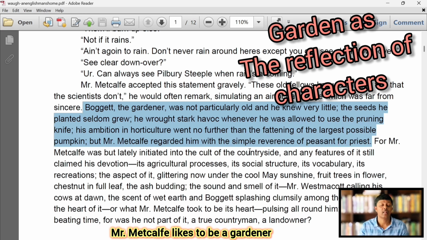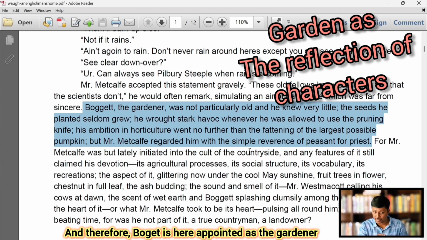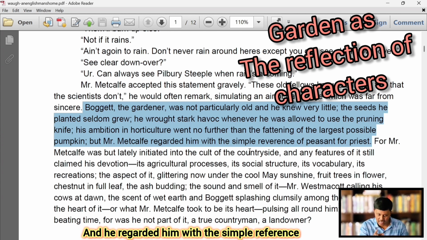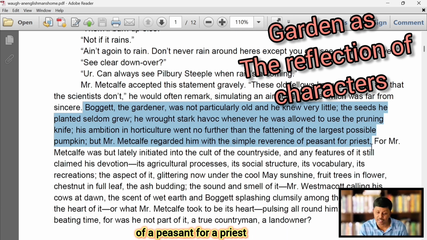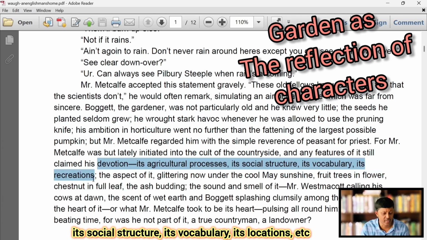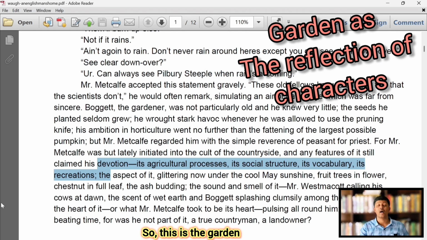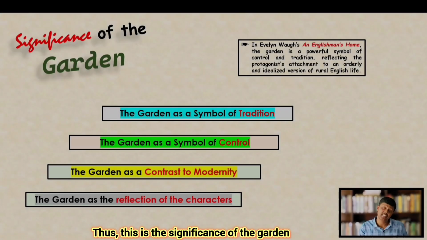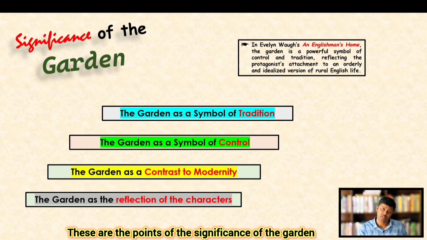Mr. Metcalfe likes to be a gardener. Mr. Metcalfe likes to possess a garden, and therefore Boggett is appointed as the gardener, and he regarded him with the simple reverence of peasant for priest. Mr. Metcalfe was but lately initiated into the cult of the countryside, and any features of it still claimed his devotion: its agricultural processes, its social structure, its vocabulary, its recreations, etc. So this is the garden, and the garden reflects the idea of the character. Thus, these are the points of the significance of the garden.